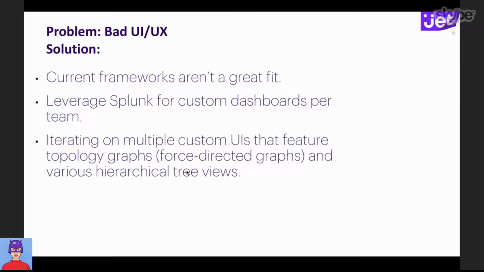The problem with our UI was most UIs that come with distributed tracing are time series graphs of spans, which again, in an asynchronous system is not very useful. You want to know if this topology is good or bad. Did this action complete or not? So an SLA on that is not a good fit. So we allow teams to make their own dashboards in Splunk, and we've iterated a few times on our current UI, but we're playing with these force-directed graph views and hierarchical tree views.